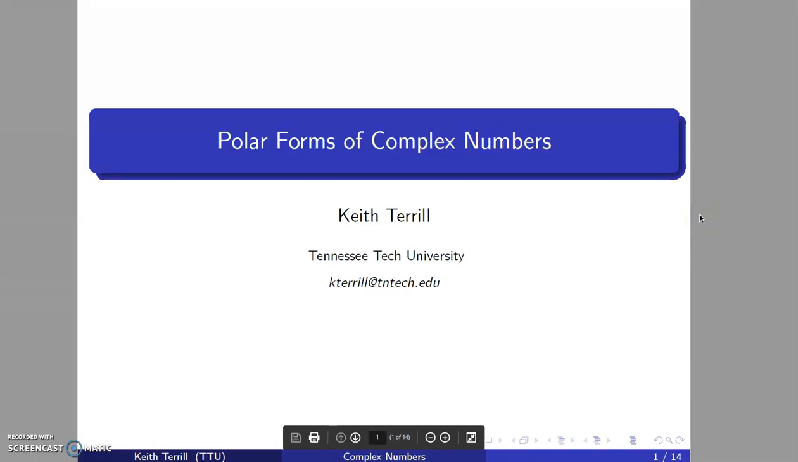Welcome back to our ongoing look at complex numbers being turned into polar coordinates. Well, not technically polar coordinates, because that's strictly for rectangular, but we can find a polar analog. We can find a polar form of complex numbers.